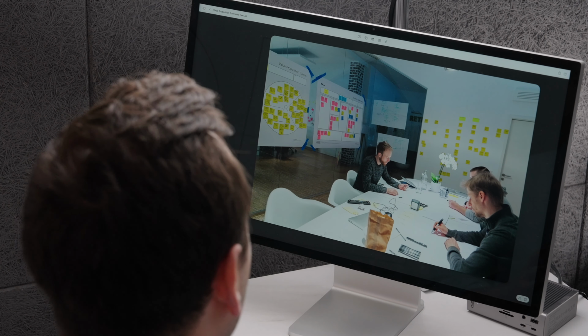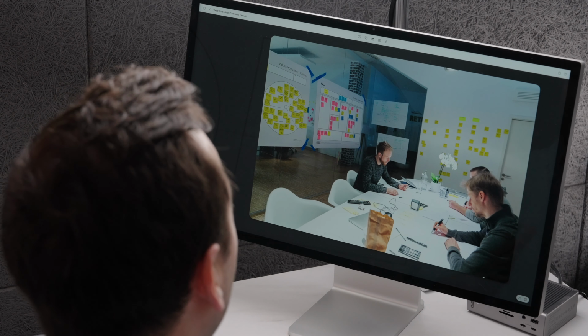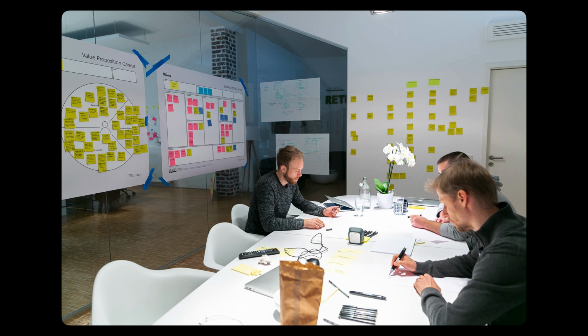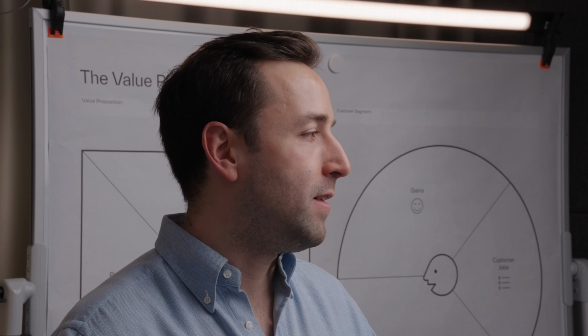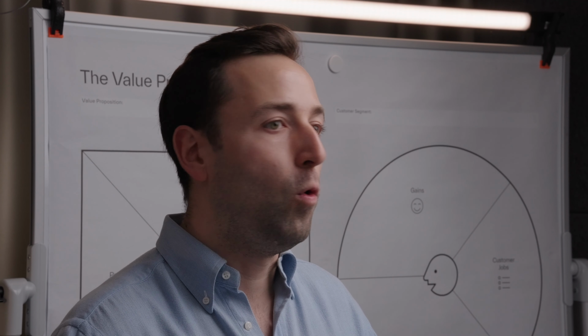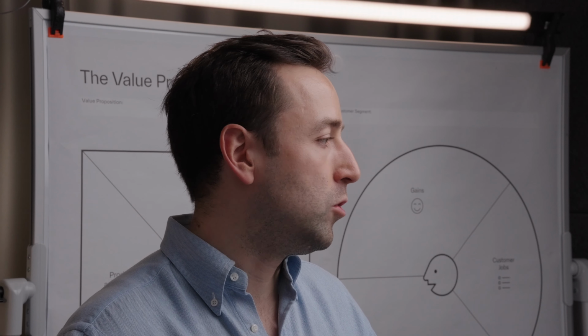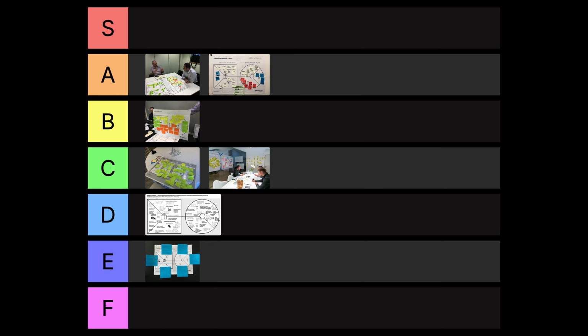With the seventh example, you can see that this team is working really hard. I love that they've printed out their canvases nice and big and stuck them on the wall. One thing I would say is they haven't used color coding for the value proposition canvas, so that's something to think about. But this is a great space and they've created a great environment for this type of value proposition canvas workshop. So I'm going to put it in C tier.